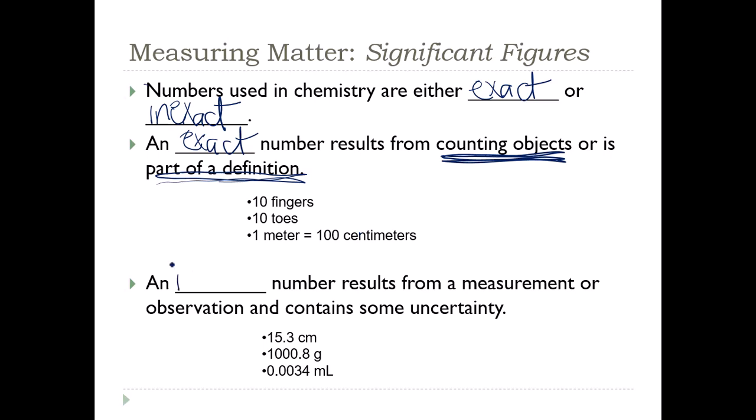While inexact numbers result from a measurement or observation and contain some uncertainty. So whenever we make a measurement, there's some uncertainty, which leads to the value being described as being inexact. So if you use a ruler, you have to make an estimation. Use a mass balance, so the instrument estimates and it has some limitations. If you use a graduated cylinder to measure volume, that also requires some estimation and contains some uncertainty.